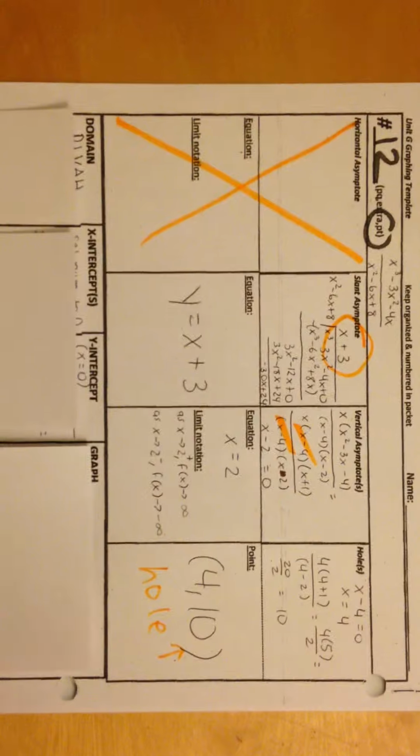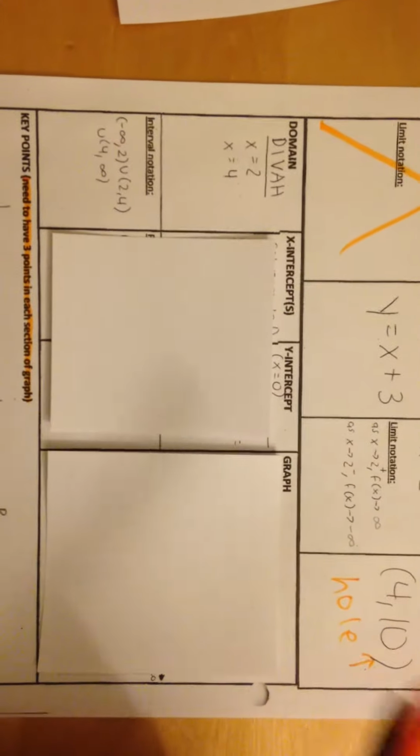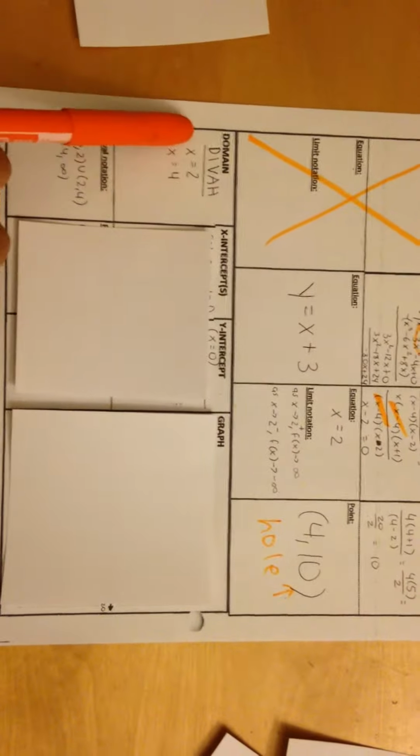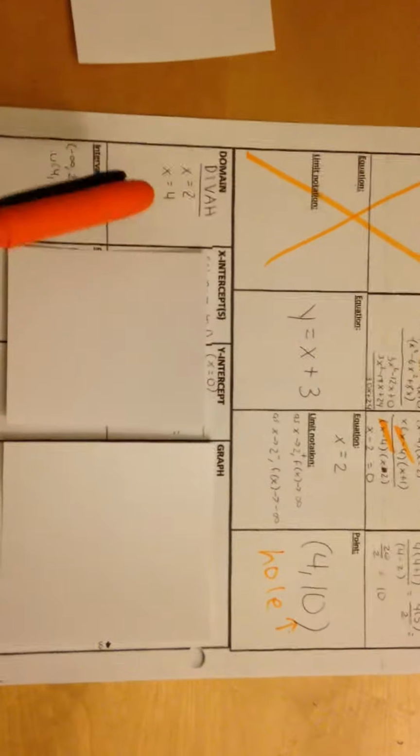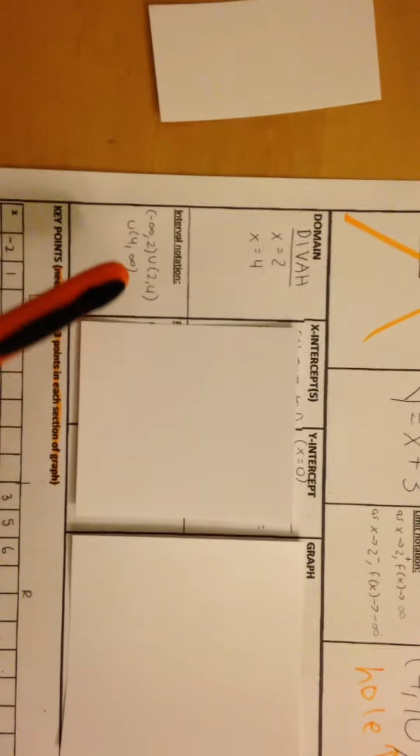Okay, the next thing we want to find is our domain. Remember, domain is DIVA, which is domain is vertical asymptotes and holes. We have one vertical asymptote and we have one hole. So x equals 2 and x equals 4. We write that in interval notation as negative infinity to 2, in union with 2 to 4, in union with 4 to infinity.